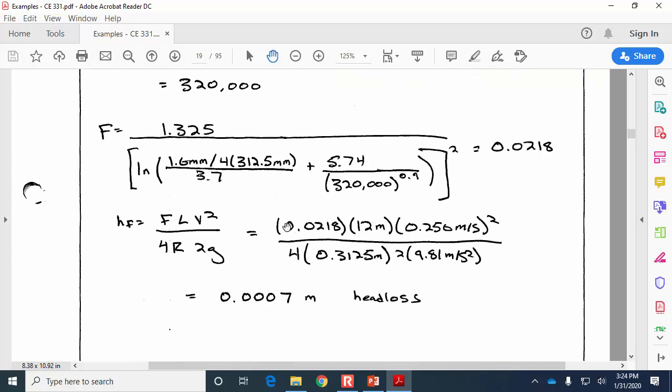And then substitute the F value, the length, the velocity, everything in, and it's going to be very, very little head loss through this culvert. But, you know, it's a short culvert. The flow velocity is relatively low, so there's not going to be a lot of head loss.